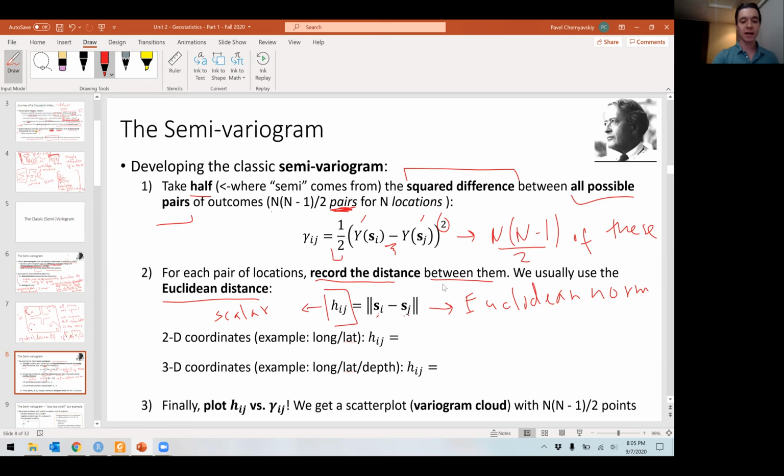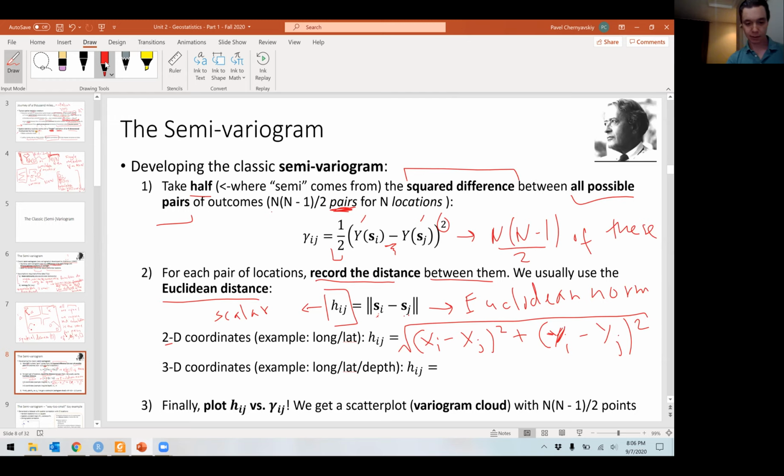So what does this mean? For two-dimensional coordinates, we're going to have the square root of x_i minus x_j, squared, plus y_i minus y_j, squared. So if you're dealing with latitudes and longitudes, our x's are going to be the longitudes, our y's are going to be the latitudes. If we're dealing with eastings and northings, our x's are going to be the eastings, our y's are going to be the northings. So we take the difference in the x coordinates, then we take the difference in the y coordinates, we square each one, add it together, and take the square root.